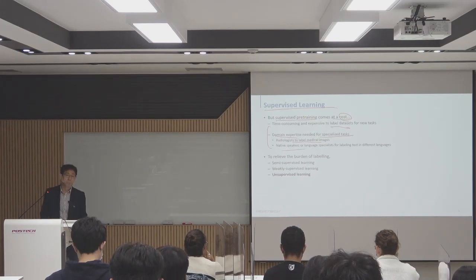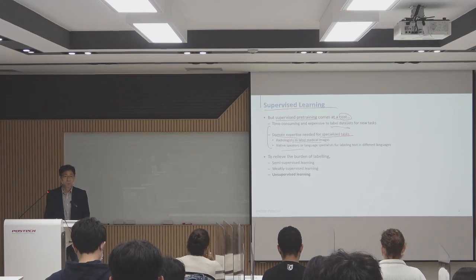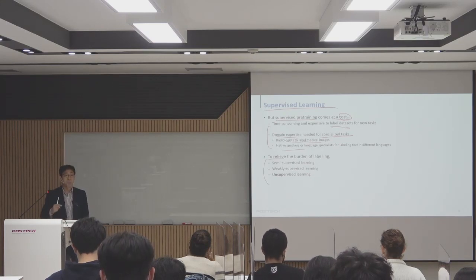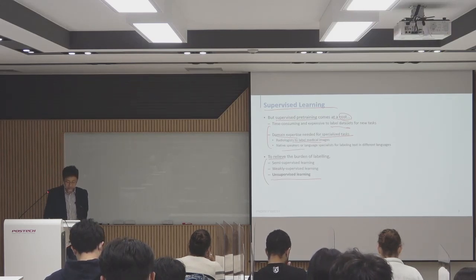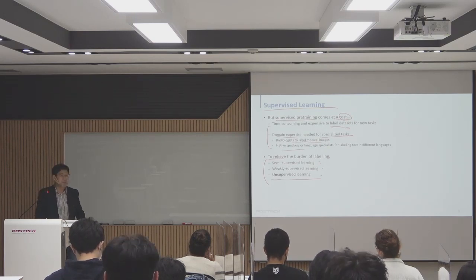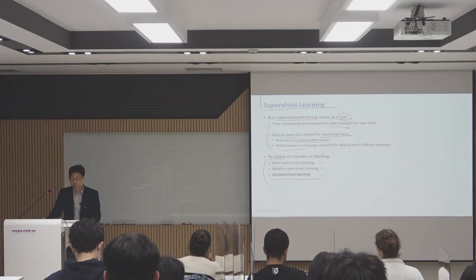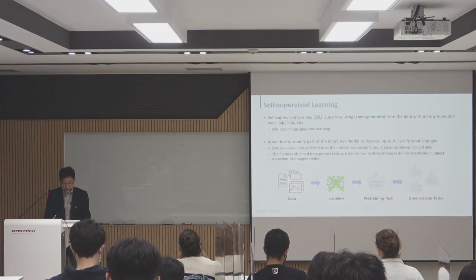So researchers are thinking, although supervised learning is good, preparing a good labeled data set has difficulties. In order to relieve the burden of labeling or annotation issues, people came up with semi-supervised, weakly supervised, and unsupervised learning. The subtle difference between semi and weakly supervised learning, you can Google it, and you can easily find the definitions. Those are not topics that I'm going to cover. I'm going to cover self-supervised learning.